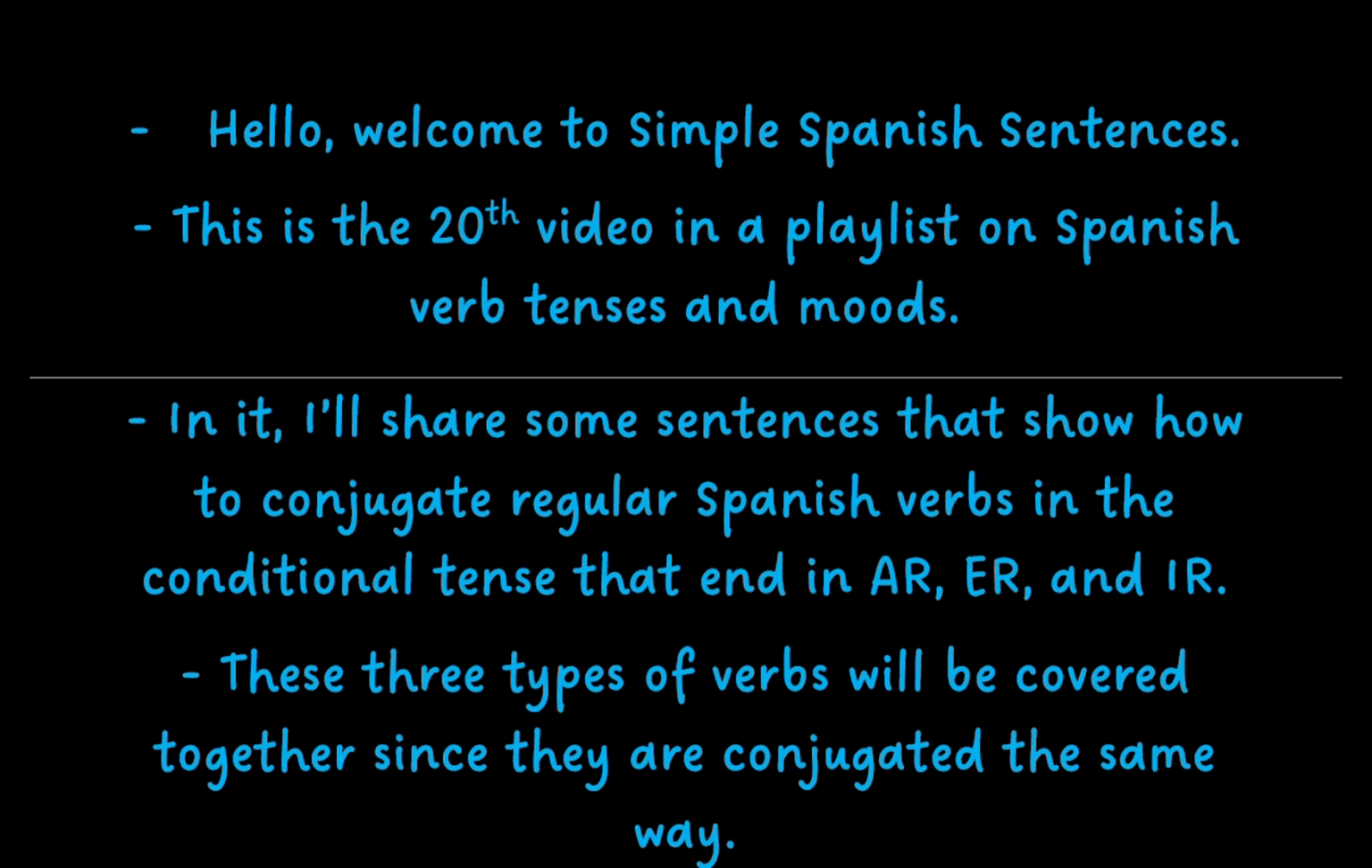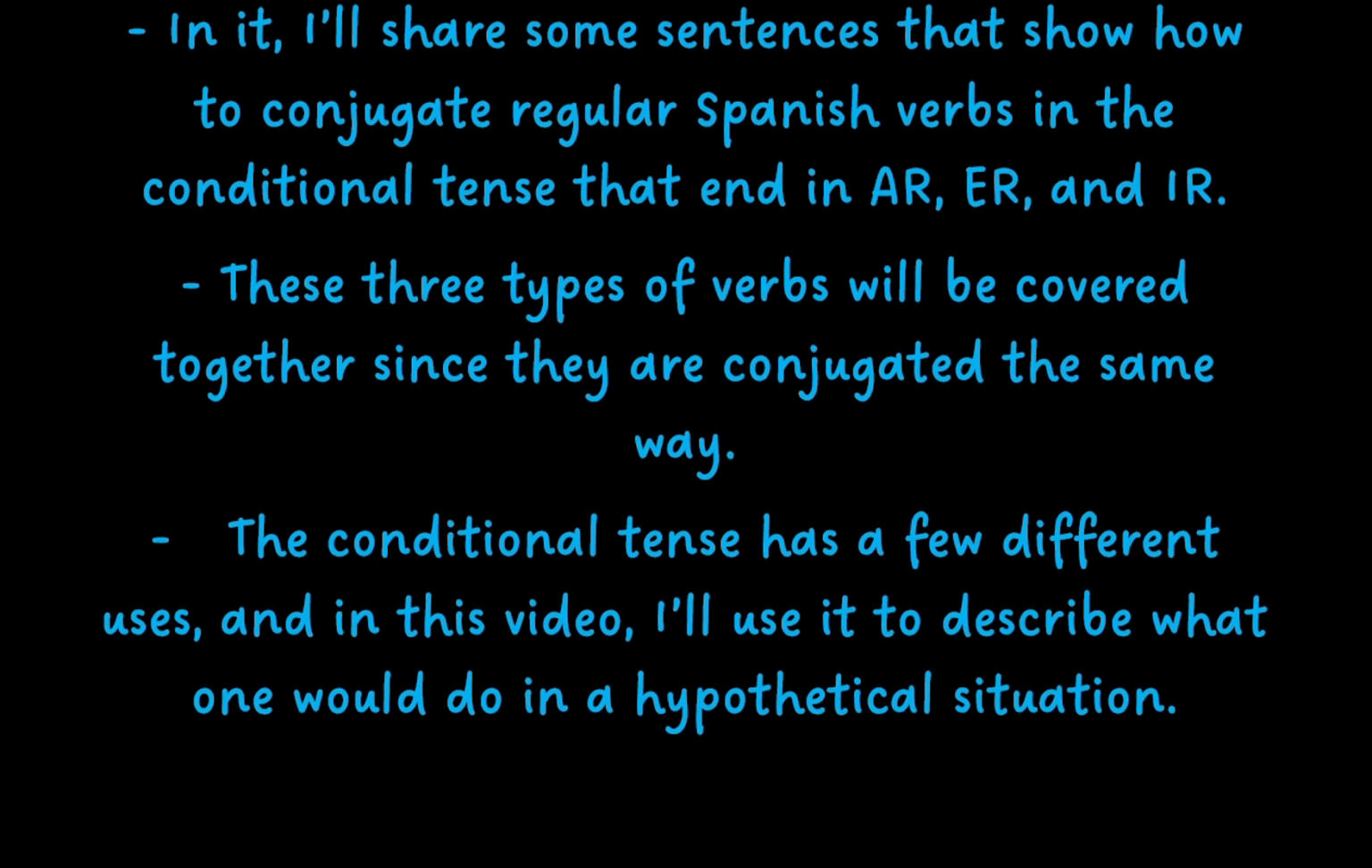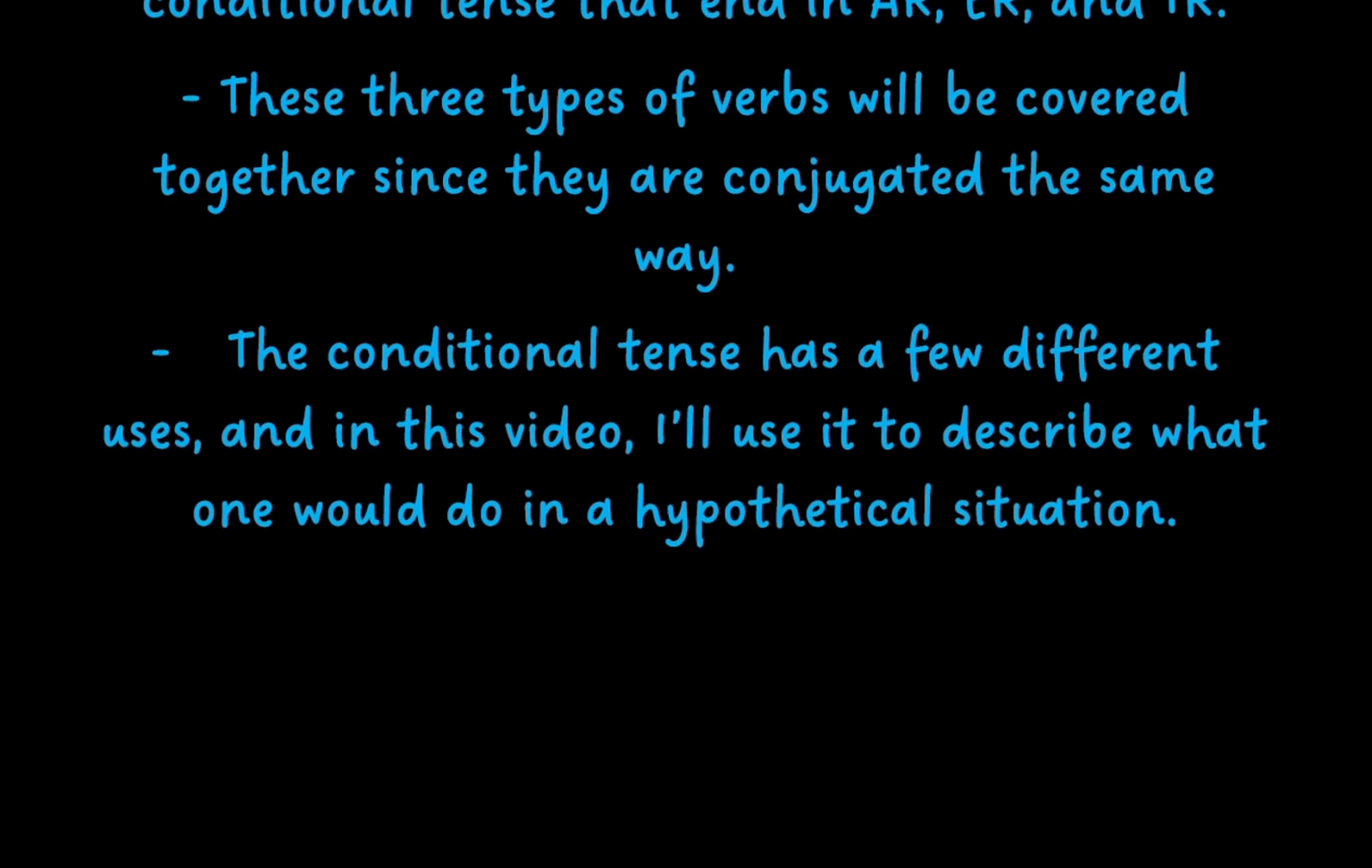This is the 20th video in a playlist on Spanish verb tenses and moods. In it, I'll share some sentences that show how to conjugate regular Spanish verbs in the conditional tense that end in AR, ER, and IR. These three types of verbs will be covered together since they're conjugated the same way. The conditional tense has a few different uses, and in this video, I'll use it to describe what one would do in a hypothetical situation.